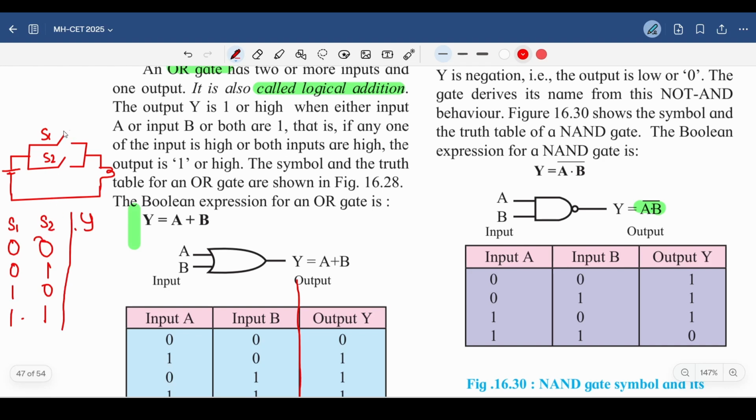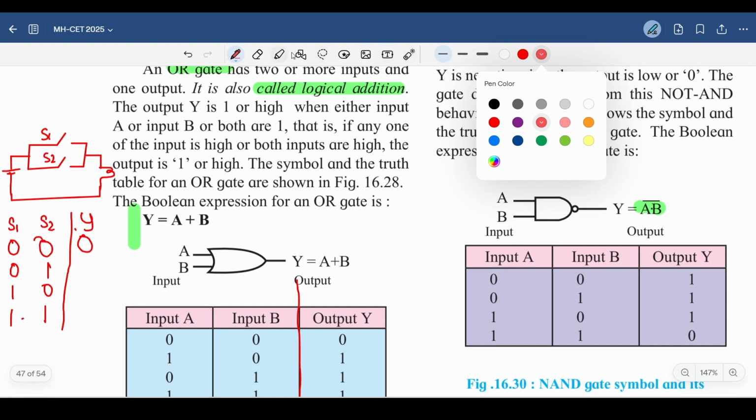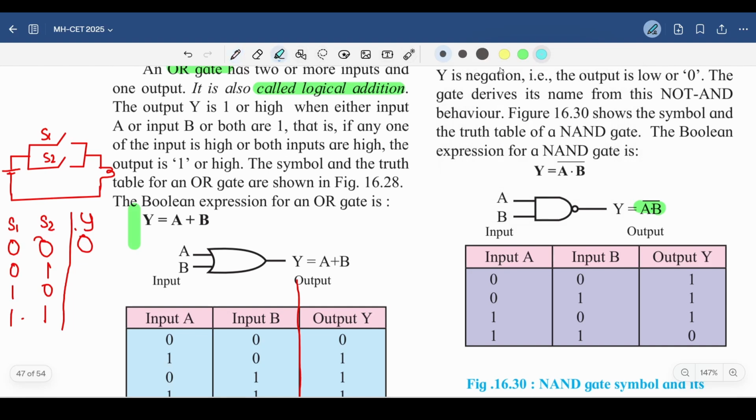Now just imagine in the first case both the switches are off, so obviously the output will be 0. That means the bulb will not glow. Now in the next case, S1 is off but S2 is on. When S2 is on, the output will be 1 because the circuit will be completed and the bulb will glow. Similarly, in the other case, when S2 is off and S1 is on, the output will be 1.